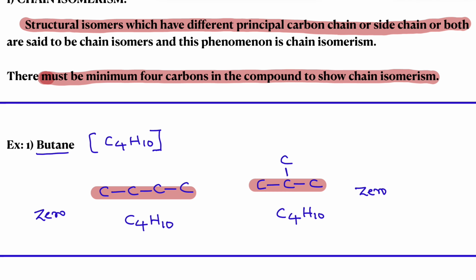But if you see the connectivity, here the connectivity you can see all are carbons present in a normal chain, but here only 3 carbon atoms are present in normal chain, one carbon is present as a branch. So this is carbon chain with 4 carbons, this is a carbon chain with 3 carbons. Therefore these two are said to be structural isomers, more particularly chain isomers.